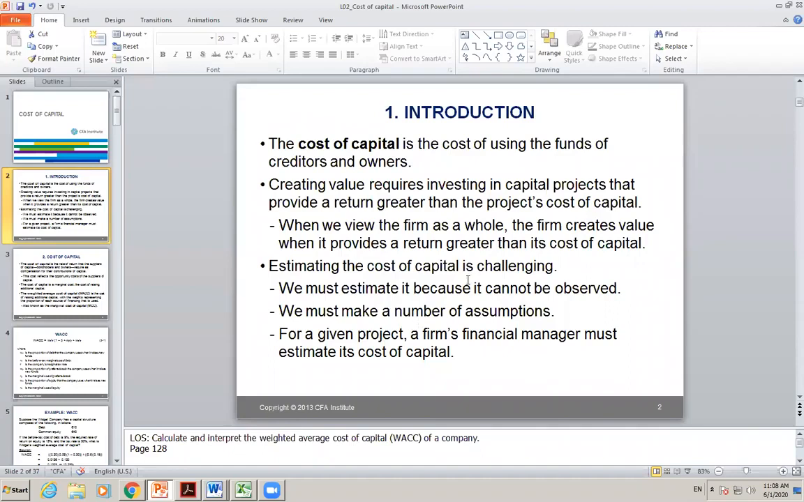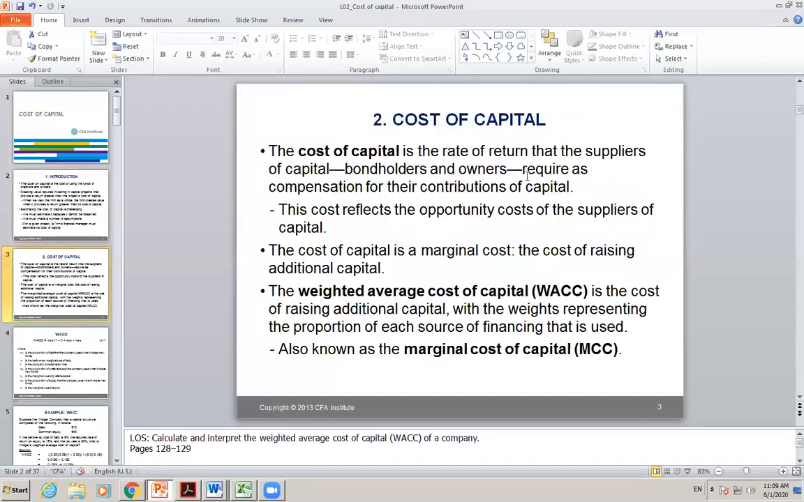So estimating the cost of capital is a bit challenging. We must estimate it because it cannot be observed and it cannot be derived directly from a ready number. So we must make a number of assumptions in order to calculate it. For a given project, a firm's financial manager must estimate its cost of capital, and there are ways to do it. The cost of capital is the rate of return that suppliers of the capital, creditors and the owners, require as compensation for their contributions of capital for a specific project or a specific firm. So the cost reflects the opportunity cost of the suppliers of the capital.